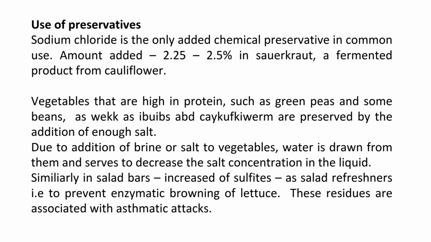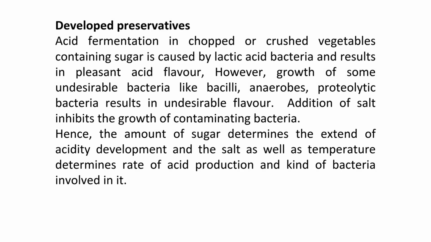In sauerkraut, 2.25 to 2.5% salt is added. Vegetables high in protein like peas and beans can be preserved with enough salt. In salad bars, sulfites are sometimes used as salad fresheners to prevent enzymatic browning, but these residues have been associated with asthmatic attacks. Acid fermentation in chopped vegetables by lactic acid bacteria creates a pleasant flavor. Salt is added to inhibit the growth of undesirable contaminating bacteria. The amount of sugar determines the final acidity, and the salt and temperature control the rate of acid production and the types of bacteria involved.